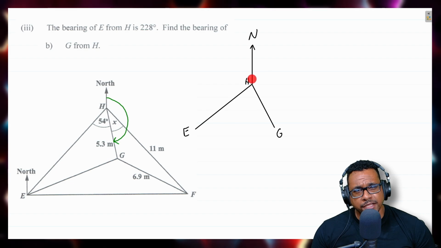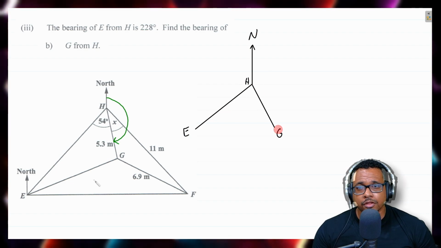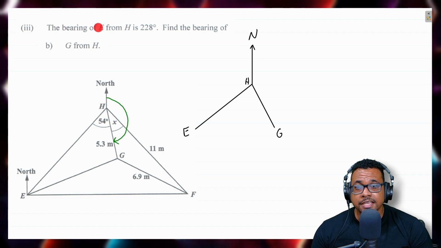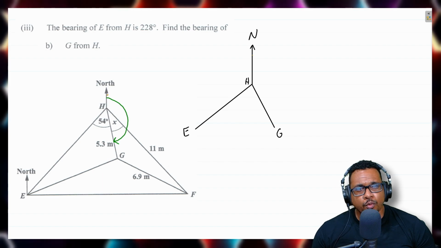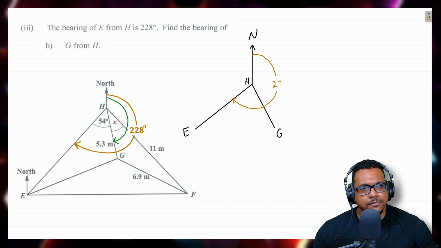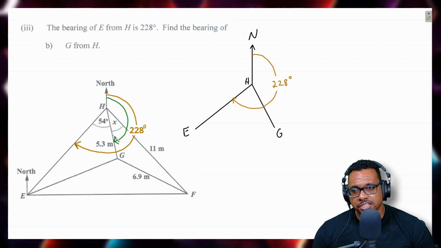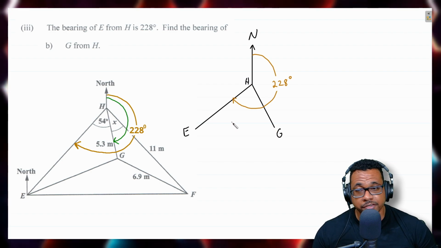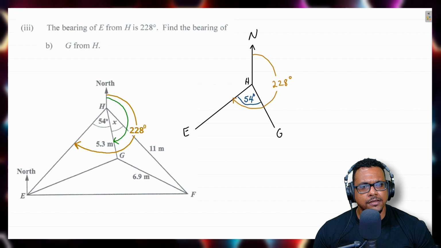All right, so I have my north line on H. I have this line connecting to E and this line connecting to G. Now remember that we have that the bearing of E from H is 228 degrees. So what we have is this whole angle here is 228 degrees. All right, so here is 228. Then we have this angle 54 degrees, which is angle EHG. So EHG is 54 degrees. So we put that in, 54 degrees. All right, that's from here to here.